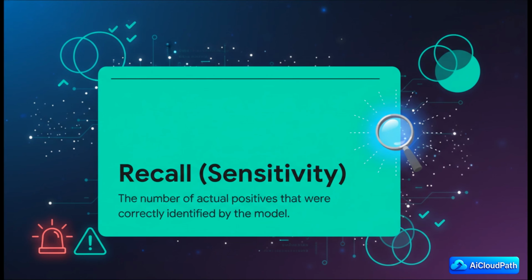And then there's its sibling, recall. Recall is all about completeness. It asks, of all the things that were actually positive in the real world, how many did our model manage to find? The classic example here is medical diagnosis. You want incredibly high recall because you just can't afford to miss a single real case of a disease.